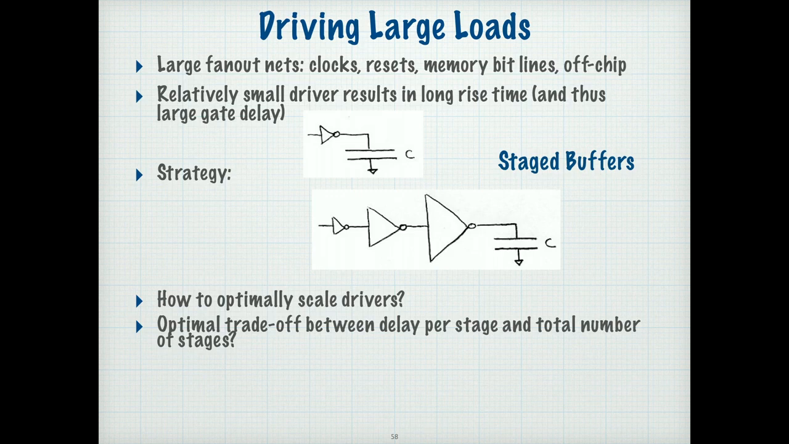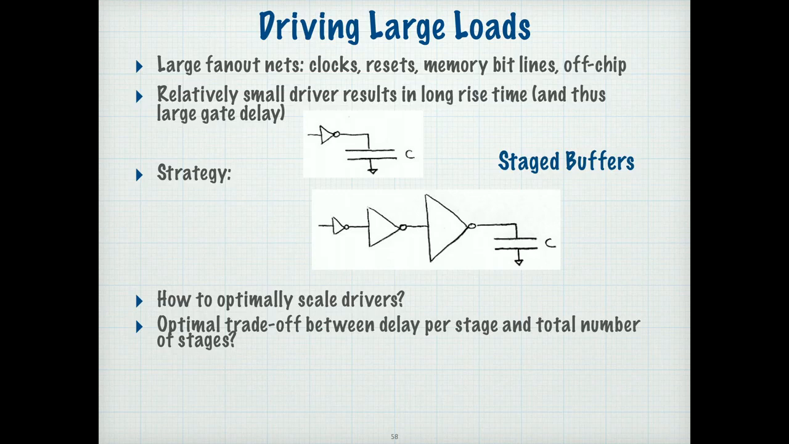So we need to find a more efficient way to go from a small driving circuit to a large capacitance. The strategy is to use staged buffers. We do it in stages. So the question is, how do we optimally scale the drivers? There are several questions here. One is, how many drivers do we need to get a minimal amount of delay? If you put too many drivers in series, you accumulate a lot of internal delay because you have so many drivers. If you don't put enough, then you have a slow transition from one to the next. So there's a trade-off there.